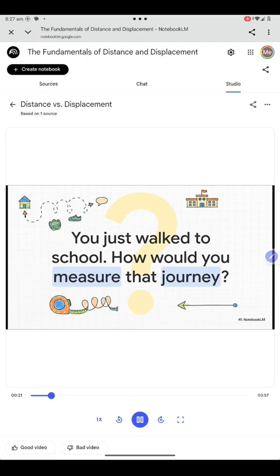Okay, let's make this real. Picture this, you just walked to school. Easy enough. If someone asked you how far you went, what would you even say? It feels like there should be one simple answer, but as you're about to see, it all depends on your perspective.